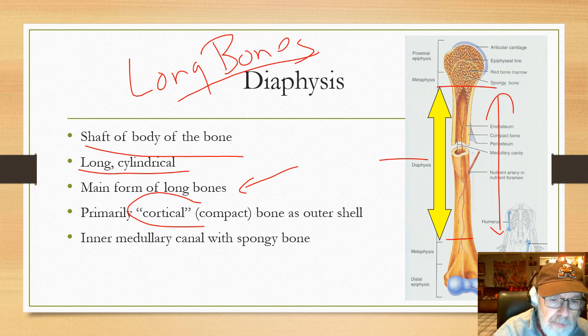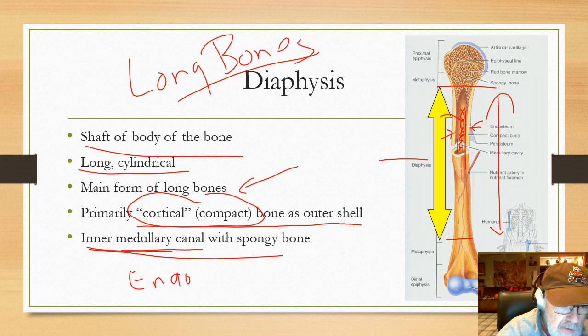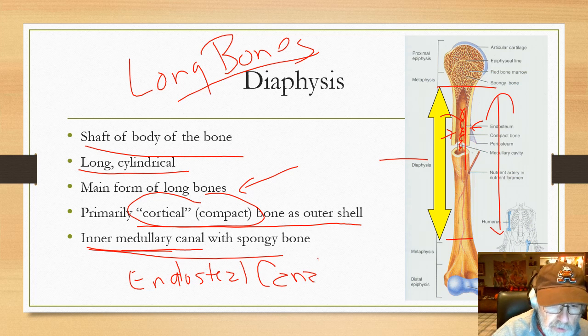It's mostly that compact or cortical bone on the outside. If you look here, you have a hard shell around the outside. It's pretty thick, okay? So that's that cortical or compact bone on the outer shell. And inside here it almost looks like an empty tube, but it's not. It's filled with that spongy bone on the inside, and it's called the medullary canal, or sometimes the endosteal canal. Both those words can be used interchangeably, and that's filled with spongy bone.